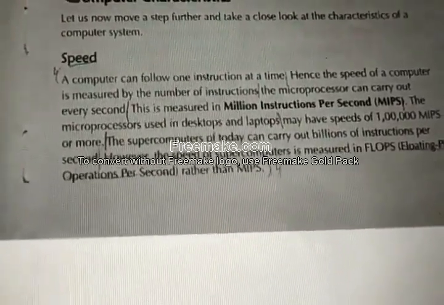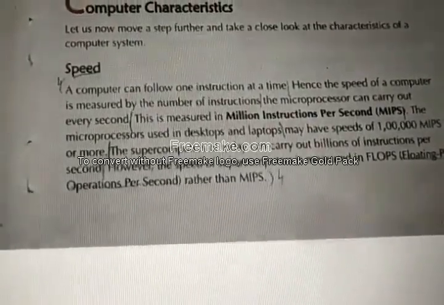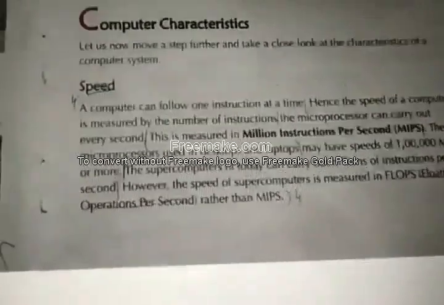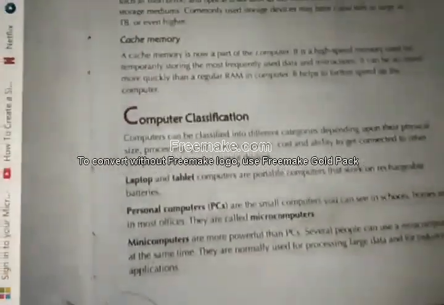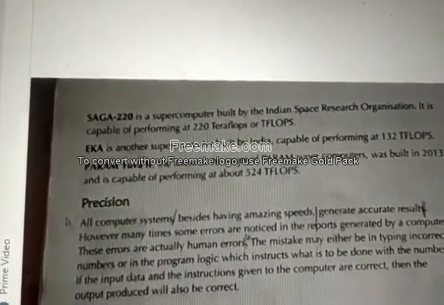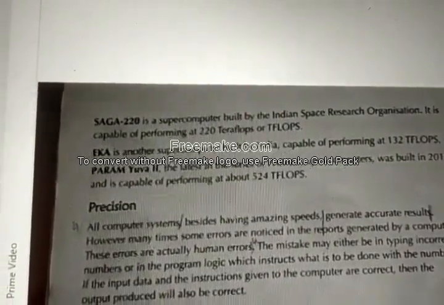1.34, 0.78, 123.467. Okay, a number following a decimal number, that is floating point. I hope you guys know about that. Okay, floating point. So the speed of a supercomputer is measured in floating point, not in MIPS. It is measured in FLOPS. Okay.